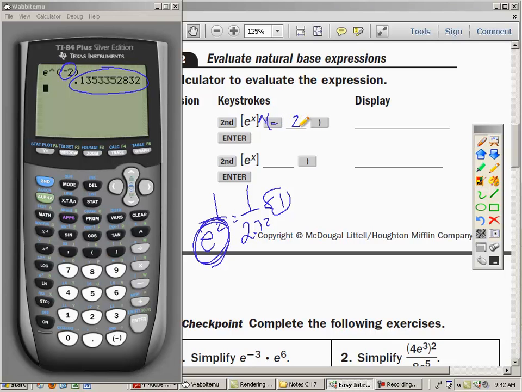We have to type in negative 2. You don't have to really put the end parentheses in there if you don't want to. You get roughly 0.1353, etc. Okay, that's good enough for me.